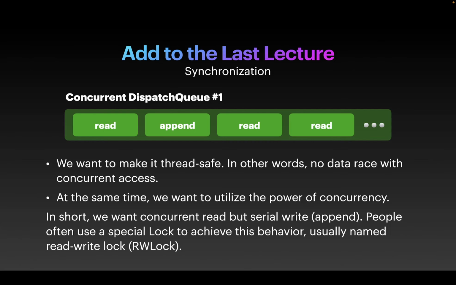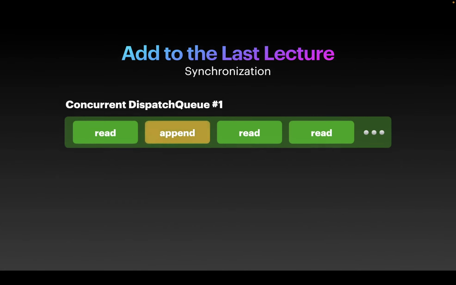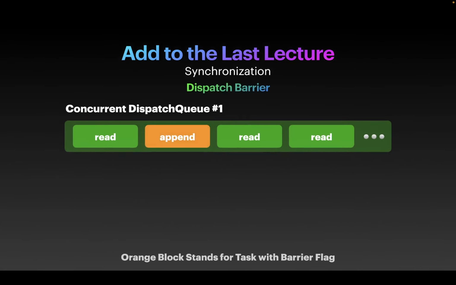So, some languages provide this lock in their standard library. For example, I believe Python has one, just named RW lock, which stands for read-write lock. By using this lock, you can achieve a behavior where you have a concurrent read but serial write. But again, you're going to use a lock. In this case, we are going to try to use the dispatch queue and achieve a lock-free read-write lock kind of behavior.